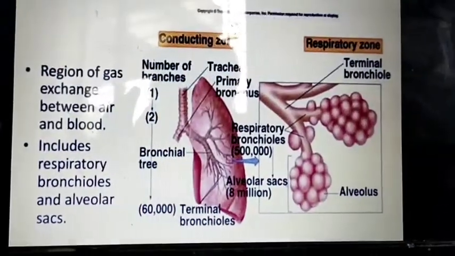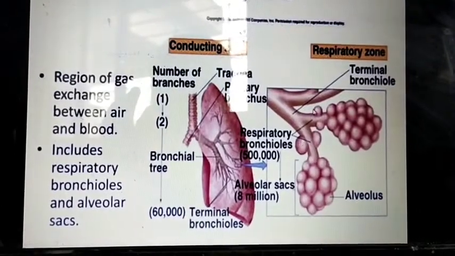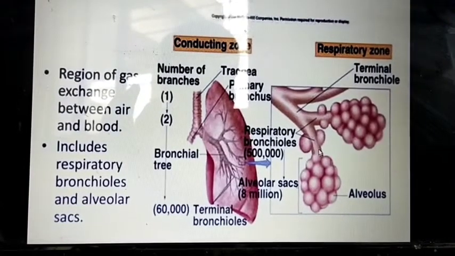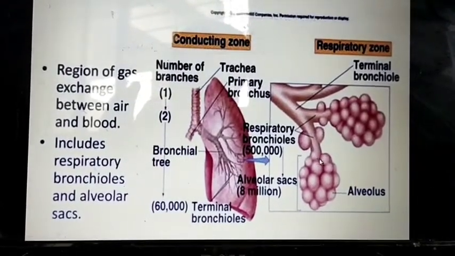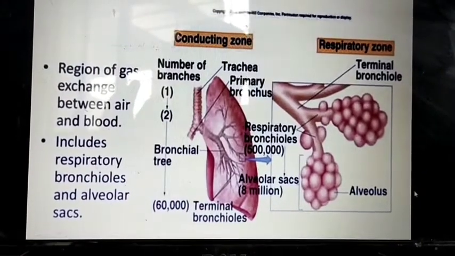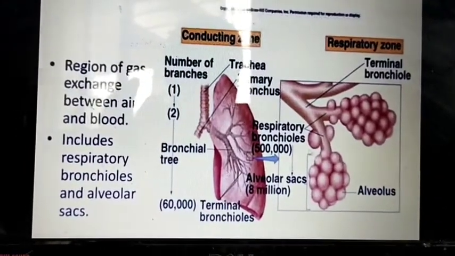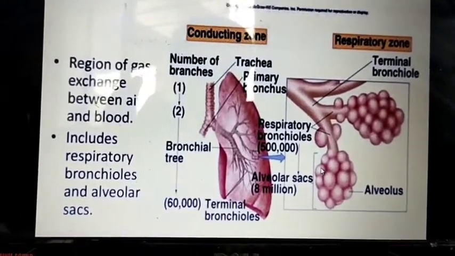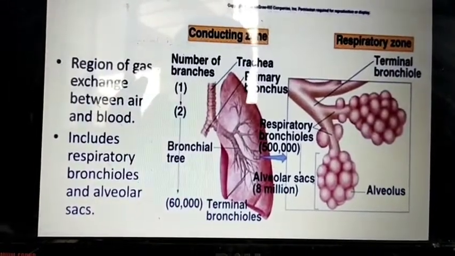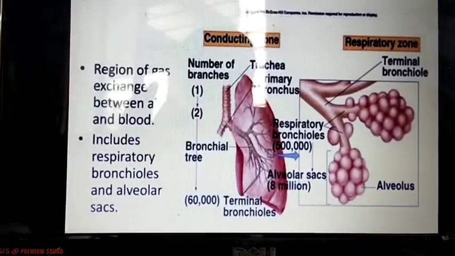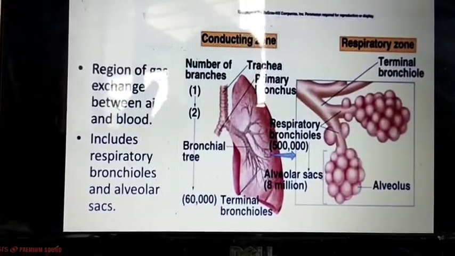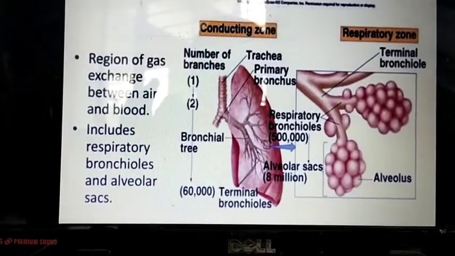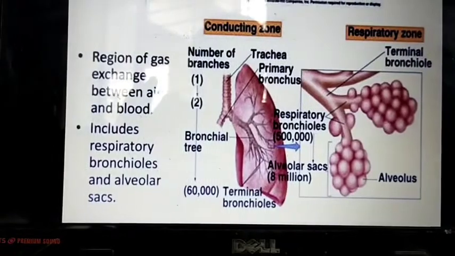Here you can see the conducting zone and the respiratory zone. In the respiratory zone, the alveoli and respiratory bronchioles together form the acinus. The acinus is the functional region of the respiratory zone, a region of gas exchange between the air and blood vessels. It includes the respiratory bronchioles, alveolar sac, and alveoli.